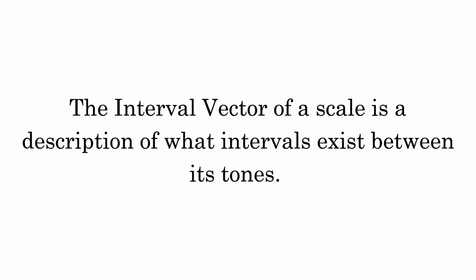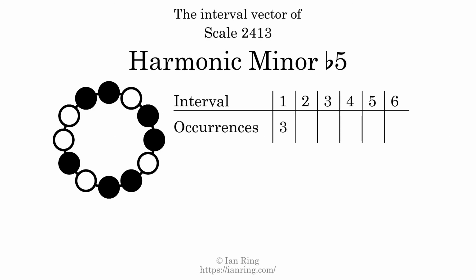The interval vector of a scale is a description of what intervals exist between its tones. There are three intervals with the size of one semitone. They are here, here, and here. There are three intervals with the size of two semitones. They are here, here, and here.